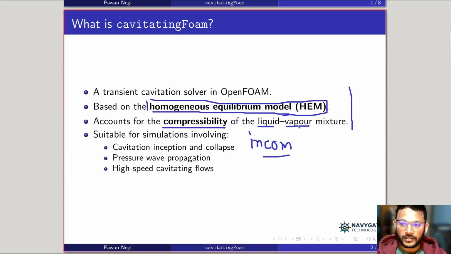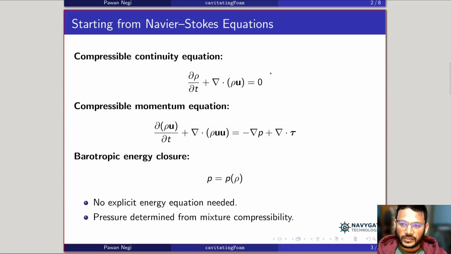We all know that vapors are more compressible, or can be compressed more, compared to liquid. It is suitable for cavitation inception and pressure wave propagation. Since it is compressible, we can see pressure wave propagation. However, in incompressible flow, since the nature of the incompressible Navier-Stokes equation is elliptical, you do not see any pressure wave. These are the equations.